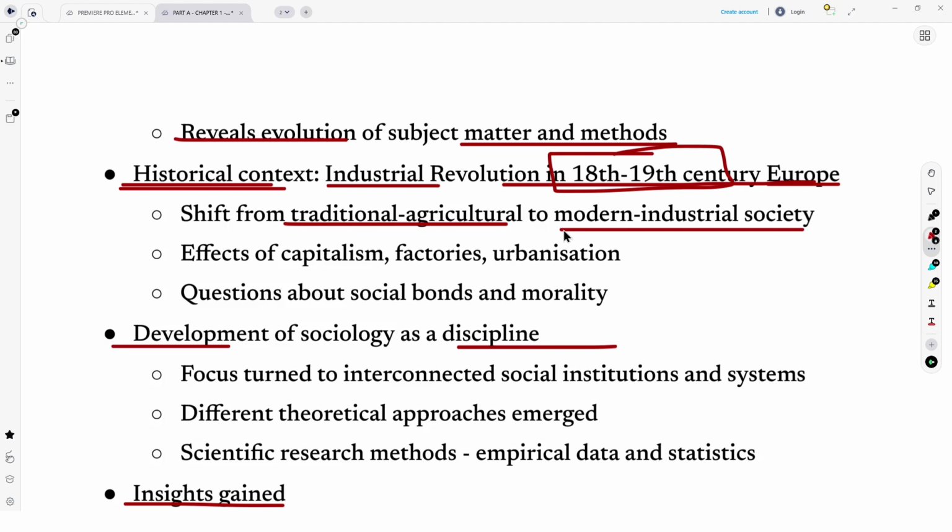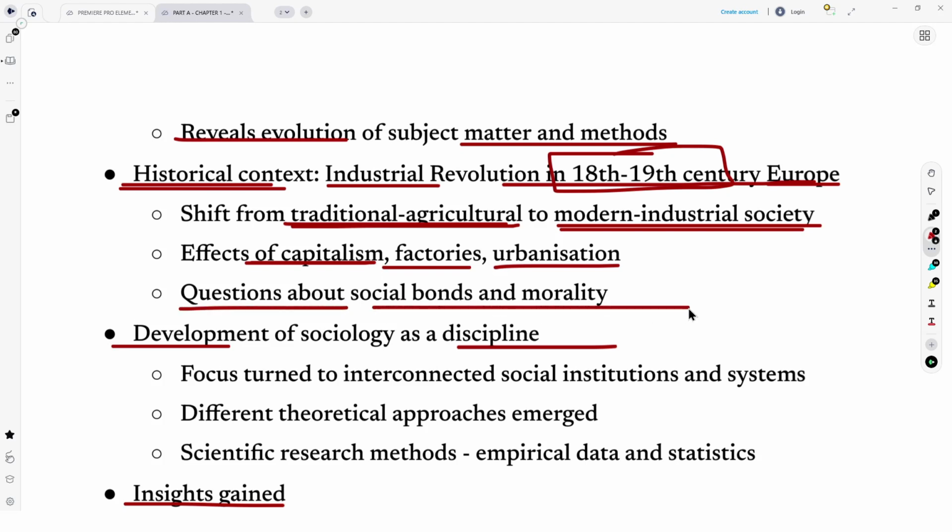There was a shift from traditional agricultural methods to a modern industrial society. We saw how capitalism was working, how factories were being set up, and how urbanization was happening. Capitalism helped create more and more factories with machines where people went to work. It also raised questions about social bonds and morality, because with urbanization a lot of people were migrating from rural to urban areas, and different sections of society were intermingling.